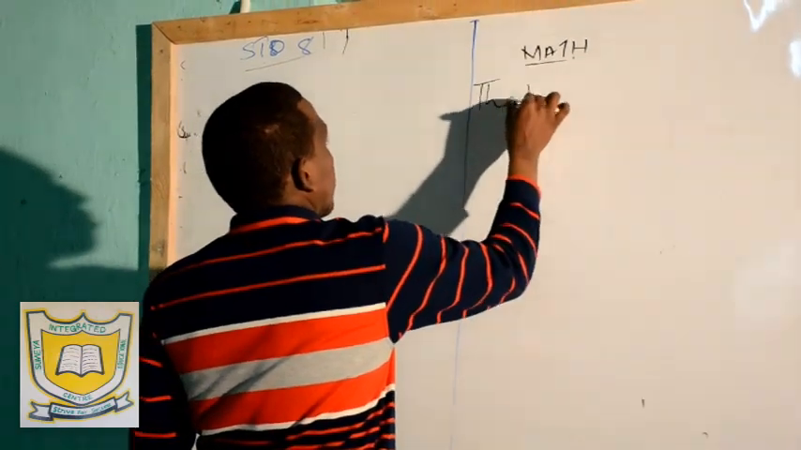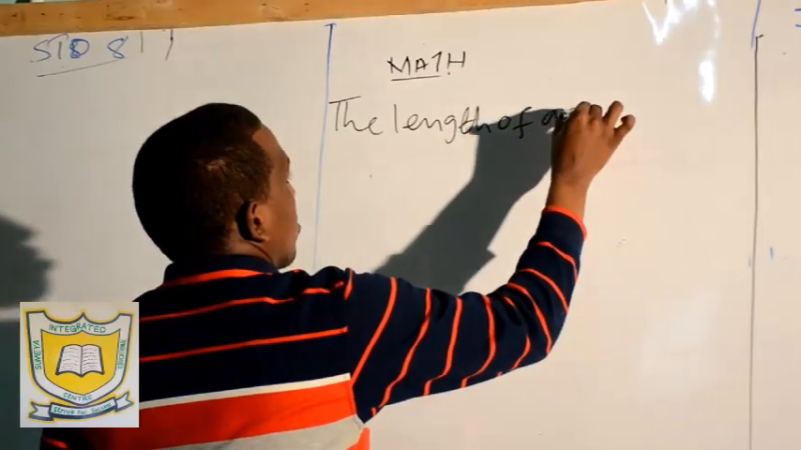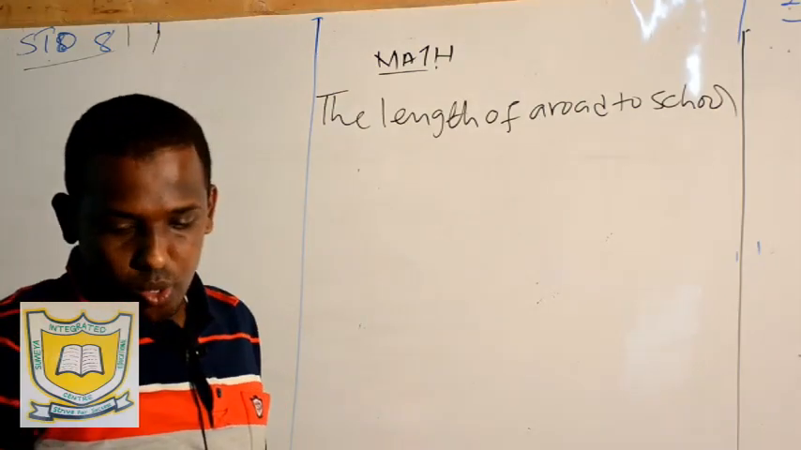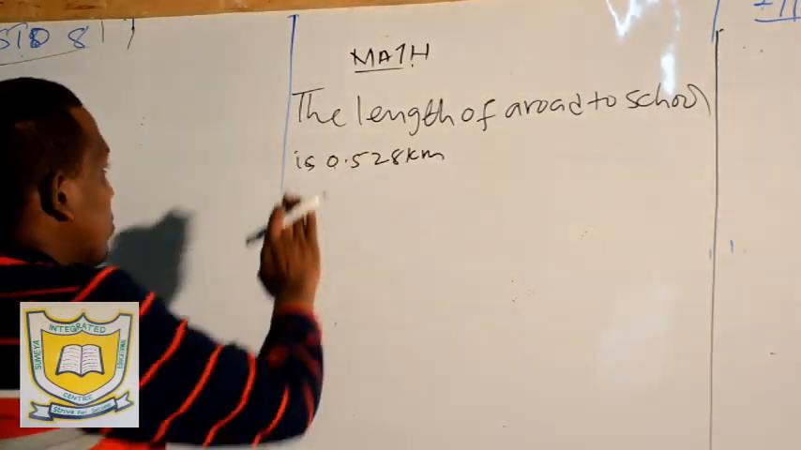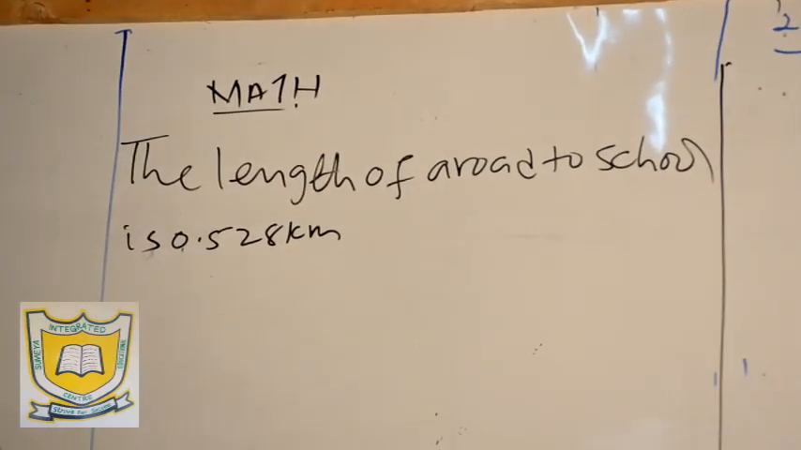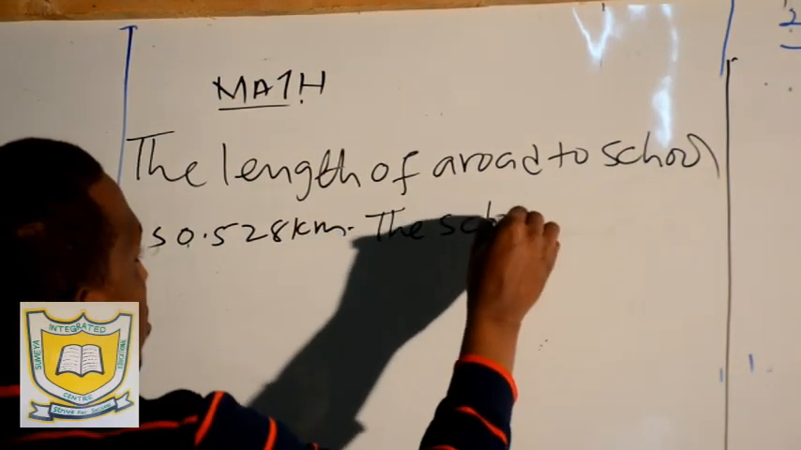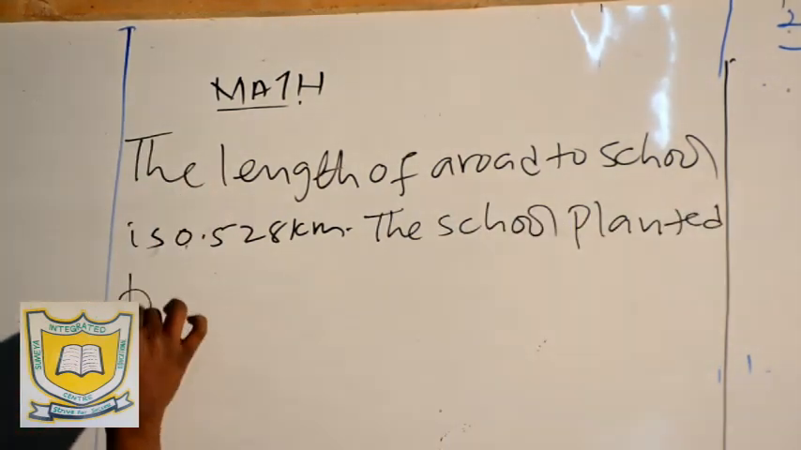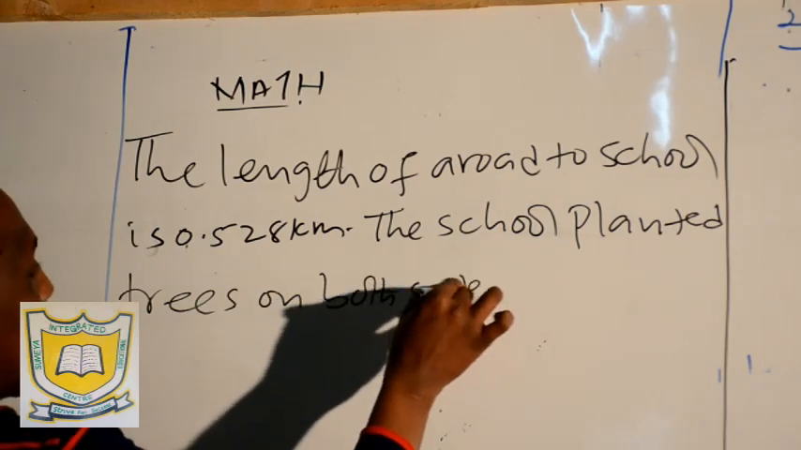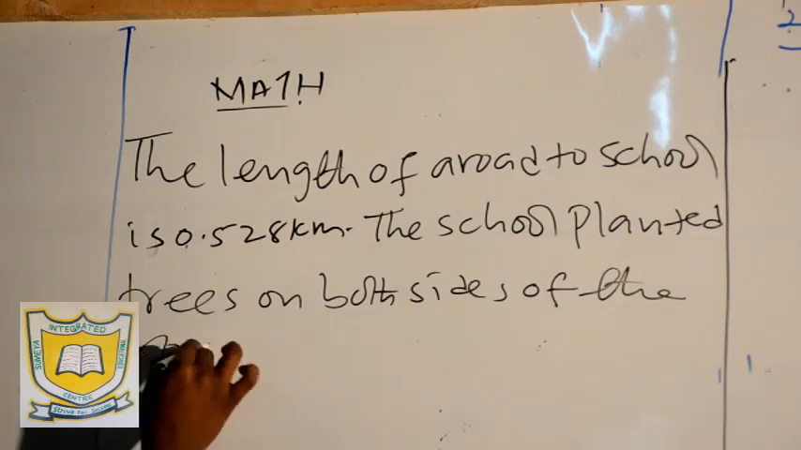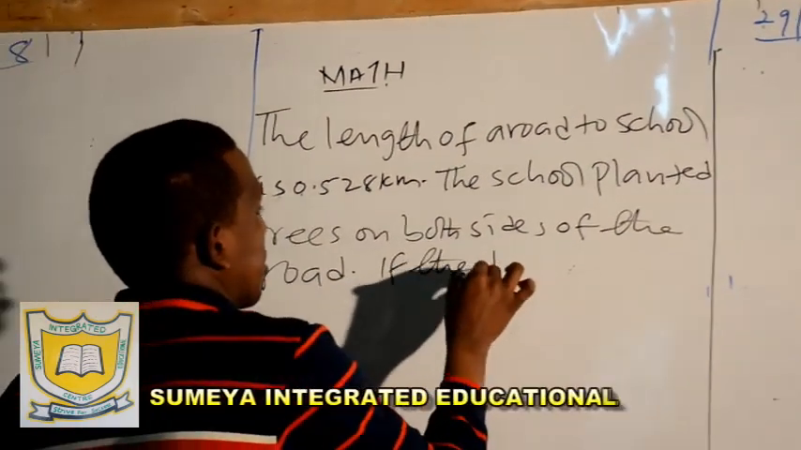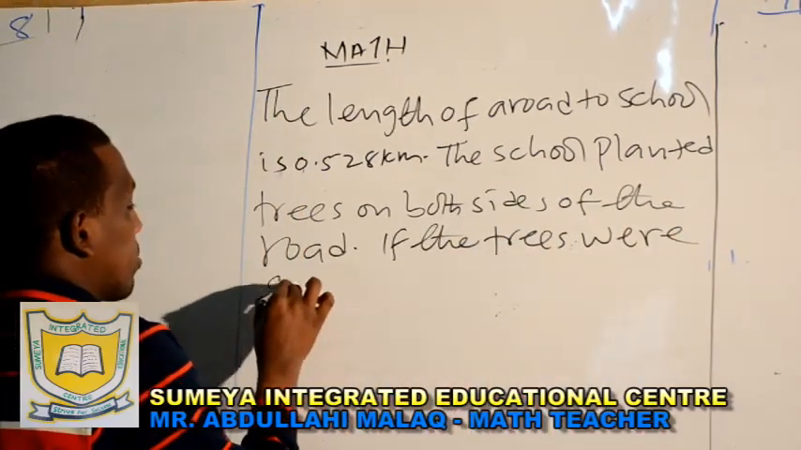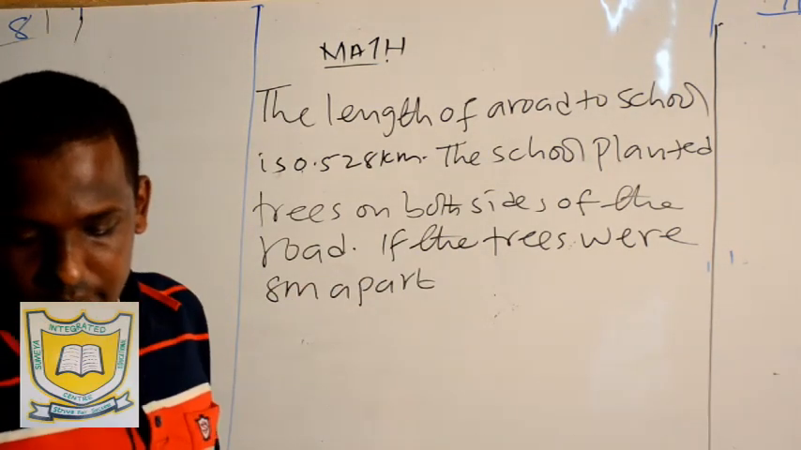On page 89, there's question 10. The length of a road to school is 0.528 kilometers. The school planted trees on both sides of the road. If the trees were 8 meters apart, how many trees were planted all together?